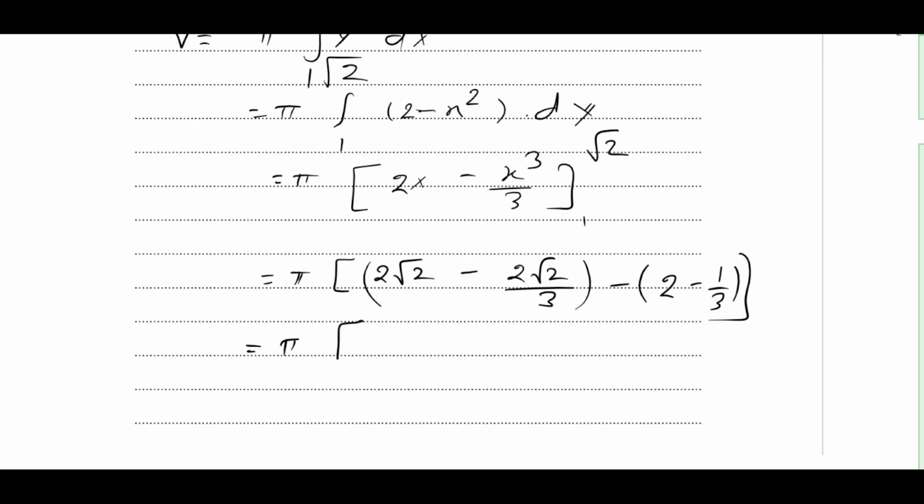So this is pi, I will keep out. Now 2 root 2 minus 2 root 2 divided by 3, so it is 3 to the 6, 6 minus 2 is 4. 4 root 2 divided by 3 minus pi divided by 3.